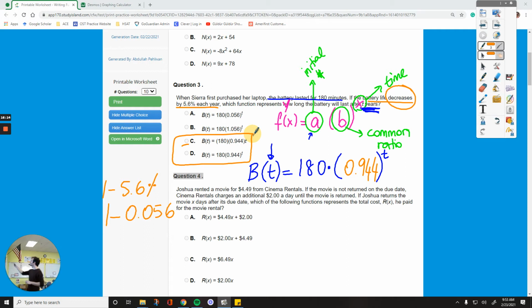Oh, I see. This is times t. It's not the exponent. This right here is not an exponent, so that's not my answer. So this right here is the answer. So in D, the t is an exponent. In C, t is multiplied by the decimal. That's not what we want. It should be in the exponent as a power. So now let's move on to question 4.